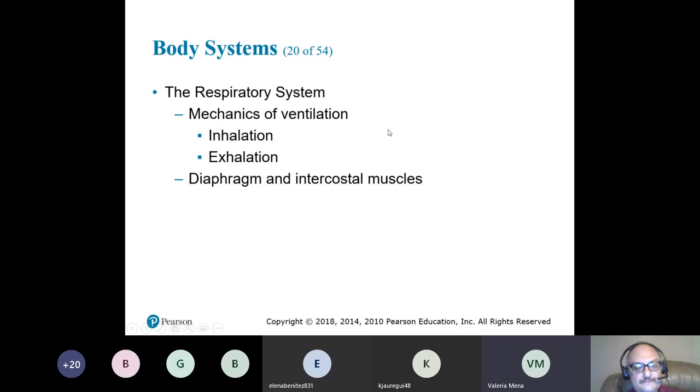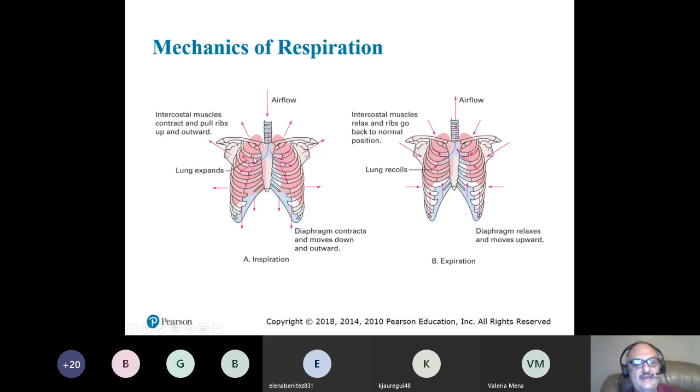So you see here, this is the actual slide that talks about the mechanics. Intercostal muscles contract, pulling the rib cage open, the diaphragm contracts, creating a negative pressure, and you get the positive pressure going in. And on the opposite, the intercostal muscles relax, decreasing the size of the rib cage, and so positive pressure goes out to the negative pressure. Sorry, I forgot I don't have my drawing.